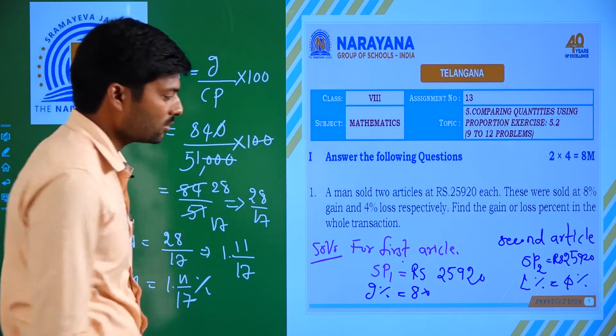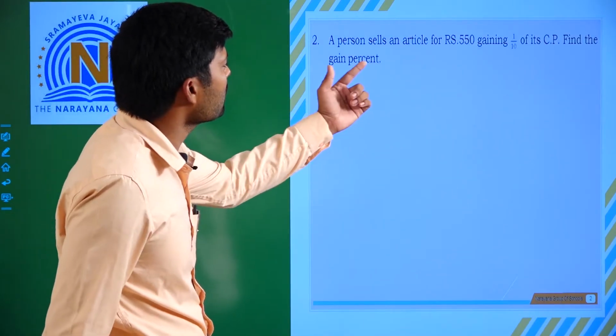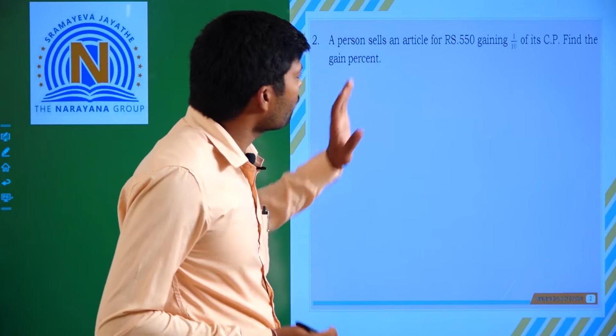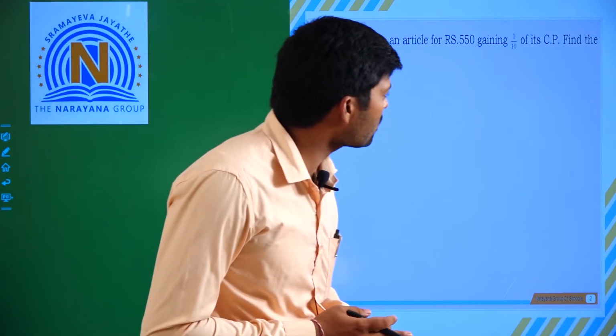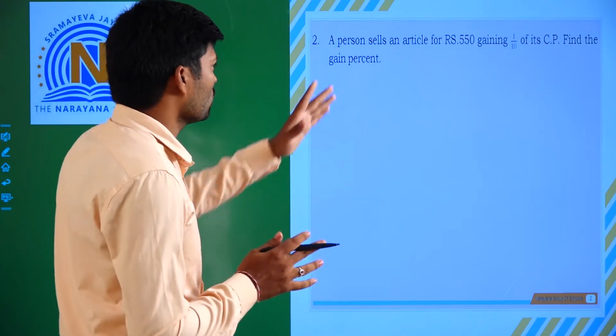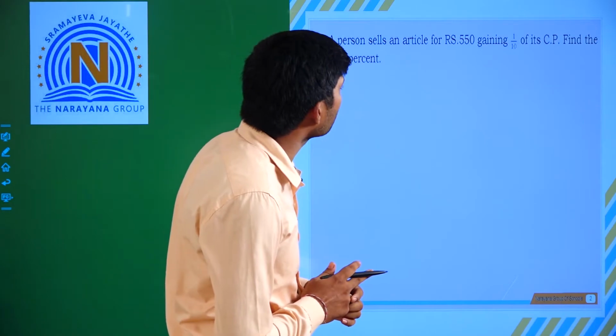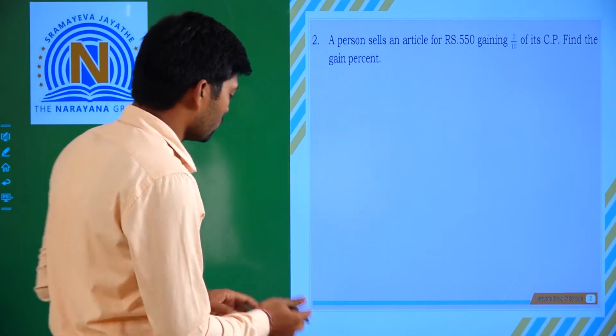So let's go for the second question. A person sells an article for 550 rupees, gaining 1/10 of its cost price. Find the gain percentage. So we have a simple formula to find the gain percentage relevant to this question.